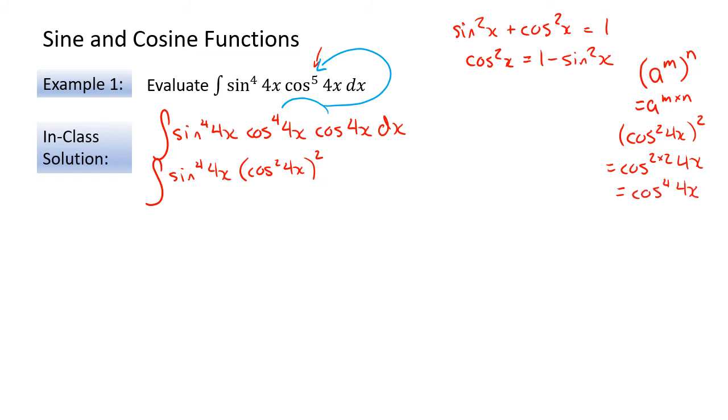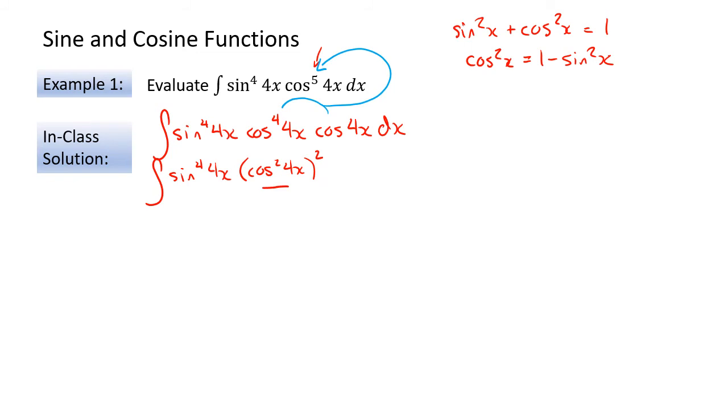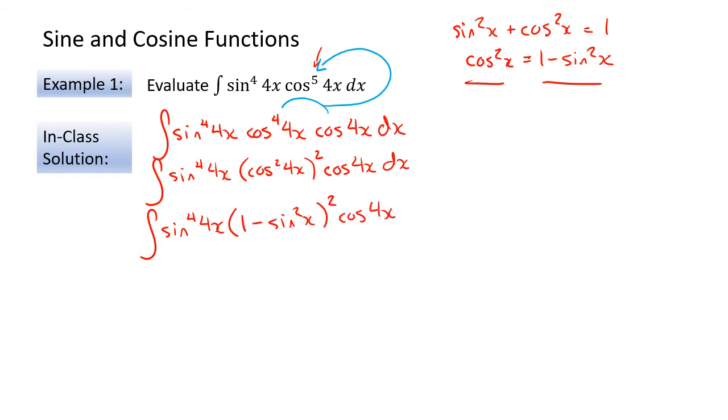Okay, so knowing that, I'm going to erase this to give us some more space. I'm rewriting that second term in this form. To finish it off, we have cosine of 4x dx. So I'm going to substitute in this trig identity here. If I do, I get the integral of sine 4 of 4x times (1 minus sine squared of x) all squared, cosine of 4x dx. Okay?